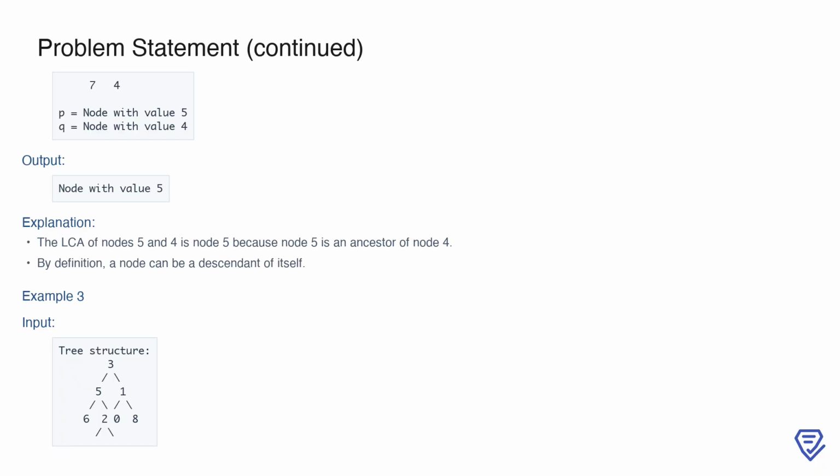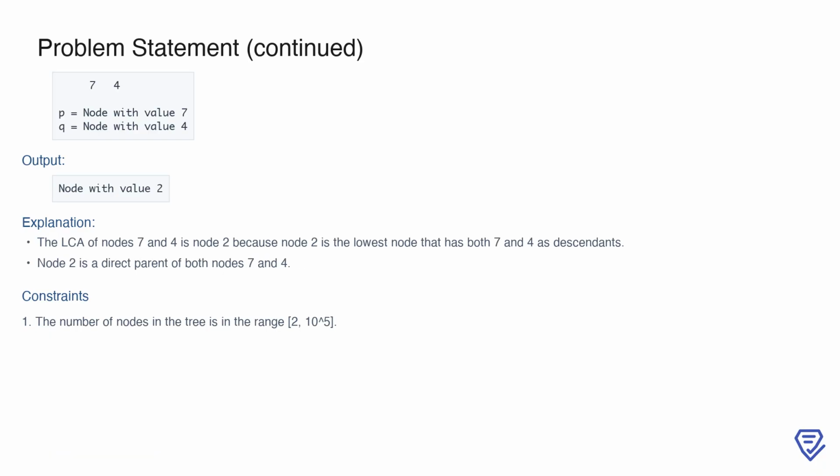In the third example, we again use the same tree, but now P is the node with the value 7, and Q is the node with the value 4. The lowest common ancestor in this case is the node with the value 2. If you look at the tree, node 2 is the parent of both nodes 7 and 4, making it the lowest node that has both nodes as descendants. This demonstrates that the LCA does not always have to be the root node or one of the input nodes, it can be any node that satisfies the conditions.